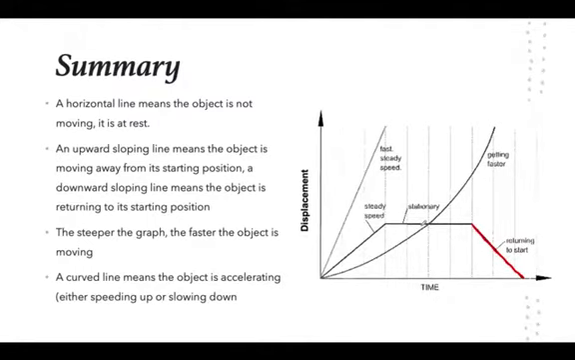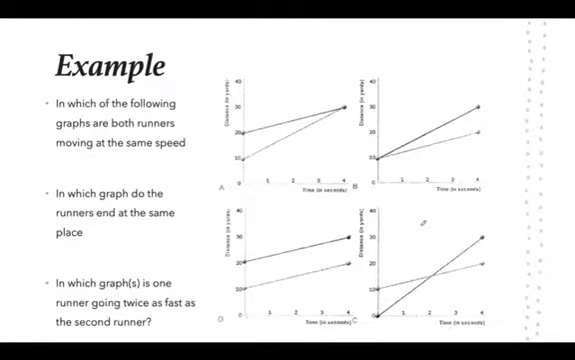All right, let's look at some examples here. In which of the following graphs are both runners moving at the same speed? In which graph do the runners end at the same place? And in which graph or graphs is one runner going twice as fast as the second runner? Pause the video here, take a couple of minutes, and see if you can solve this example. All right, welcome back. Let's look at this.